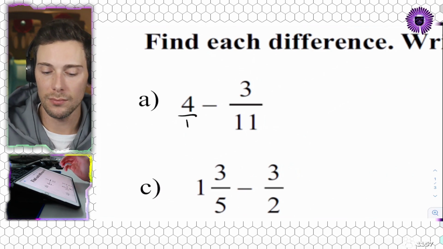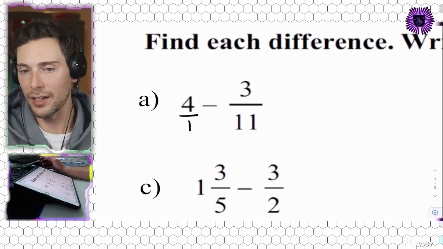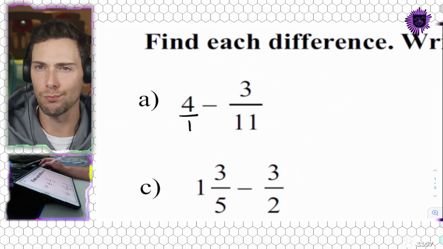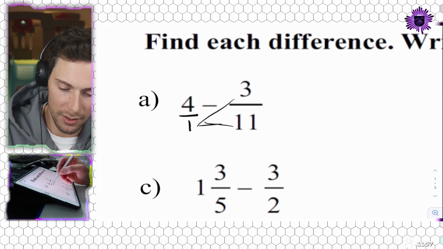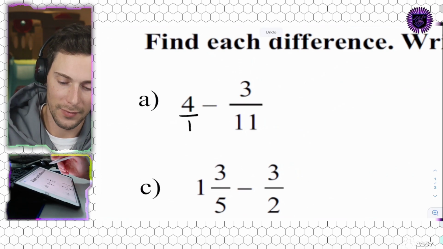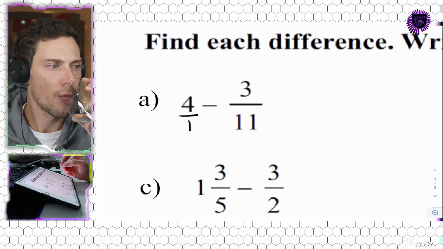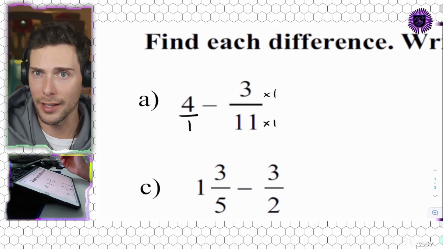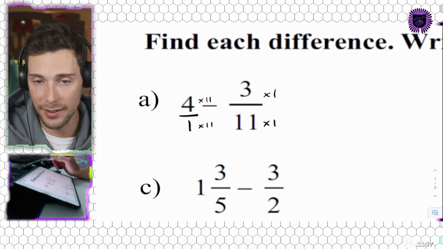So something you should have in your toolkit: 4 over 1. Now, if I want to find a common denominator, what's the lowest common multiple of 1 and 11? 1 times 11, cross multiply. I'll write it, but it's silly for me to write. Times 1, it's irrelevant. Times 11, times 11. That's where it comes into play.